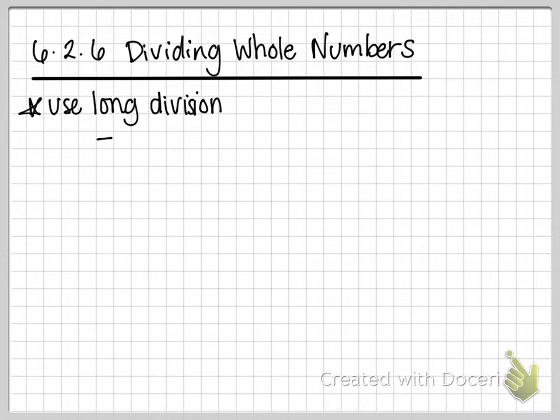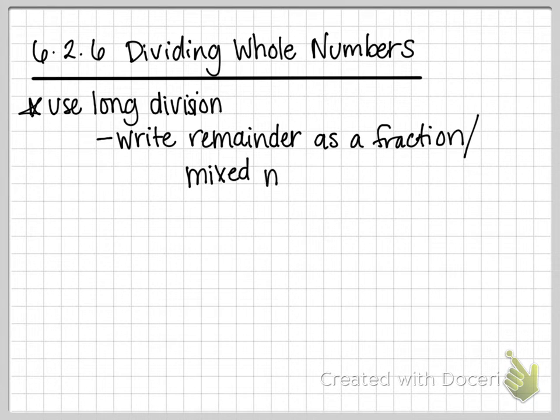Is dividing whole numbers. So to divide whole numbers, we will use long division. Okay, you can write the remainder. So when we get a remainder in long division, you can write it as a fraction.